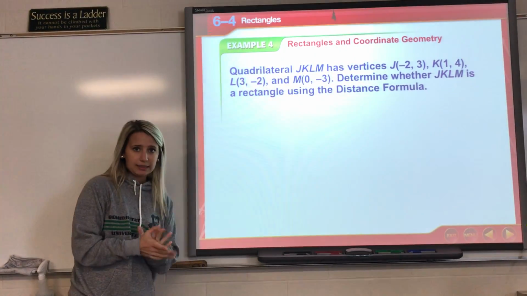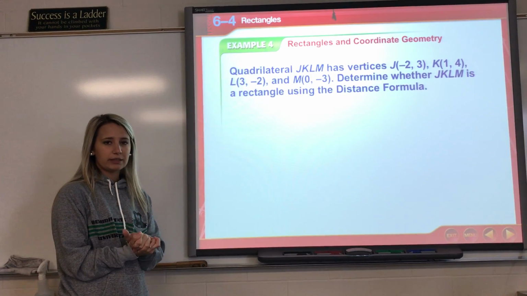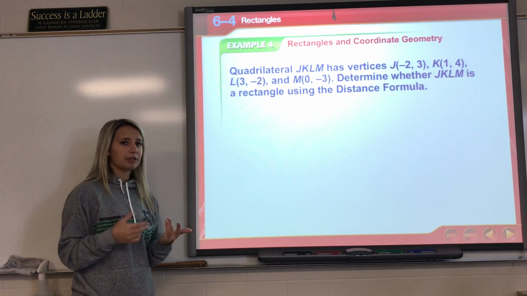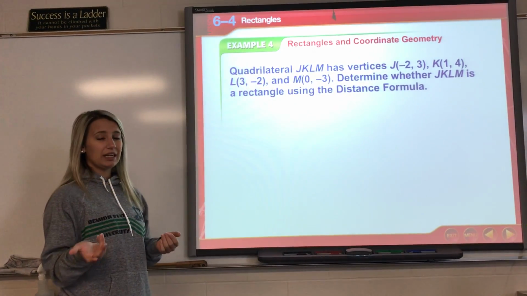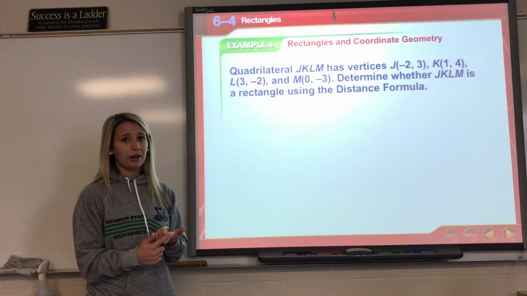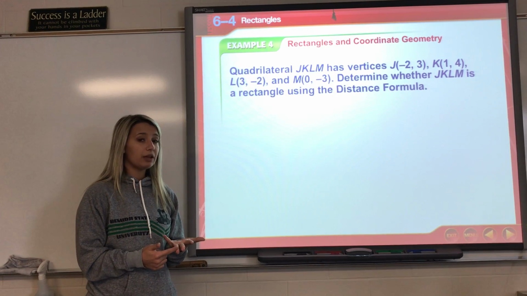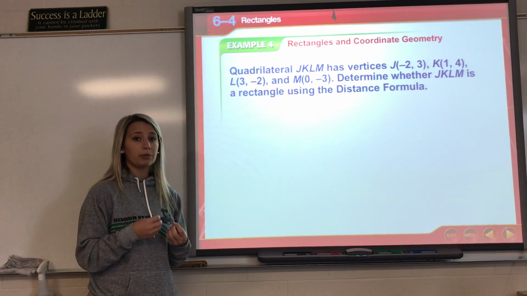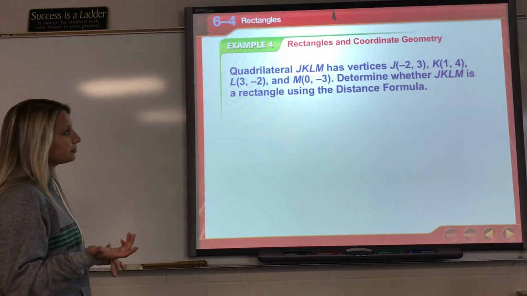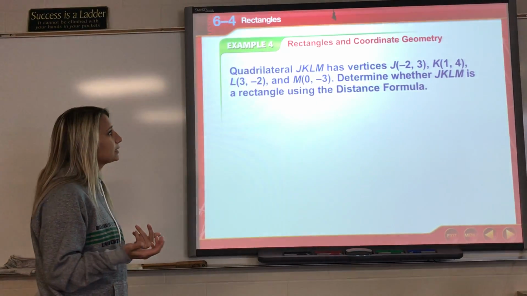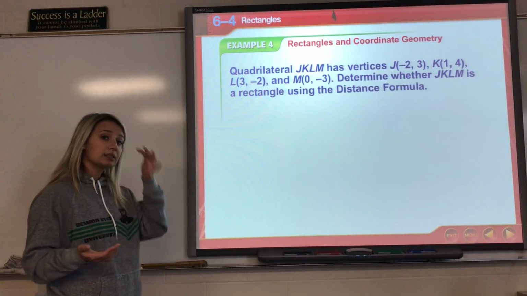So now we're given some vertices, okay? Notice any time that we're given vertices, we have a couple different tools that we can use. This one is hinting that we're going to use the distance formula, but if it didn't hint that, remember we have the distance formula, and we know how to find the slope using the slope formula. Sometimes we have to find the midpoint using that midpoint formula, so we're going to really pull from that toolbox if we're given vertices. Okay, so we're given a quadrilateral, and it gives us the vertices of all of the points. We have to determine whether JKLM is a rectangle using the distance formula.